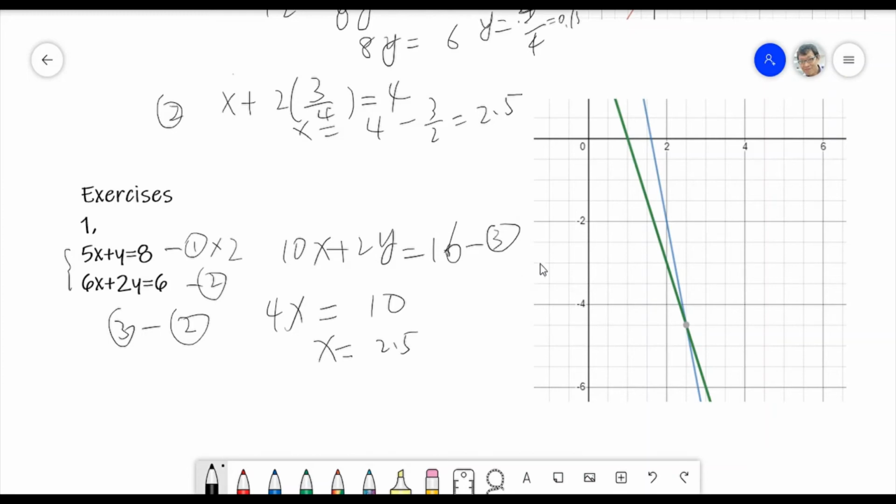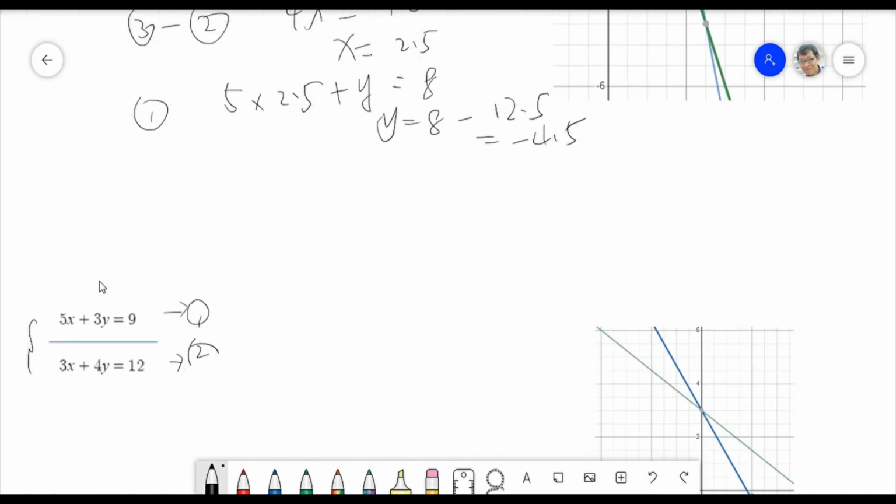Let's see if it is. Yeah, 2.5. If we know x, definitely we will know y. So we substitute x into equation 1. So 5 times 2.5 plus y equals 8. So y equals 8 minus 12.5, which equals negative 4.5. So y is negative 4.5. Exactly right, right?